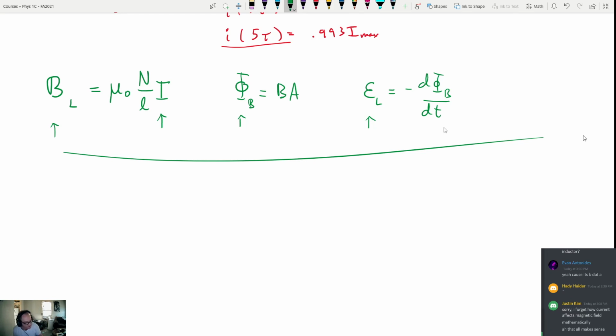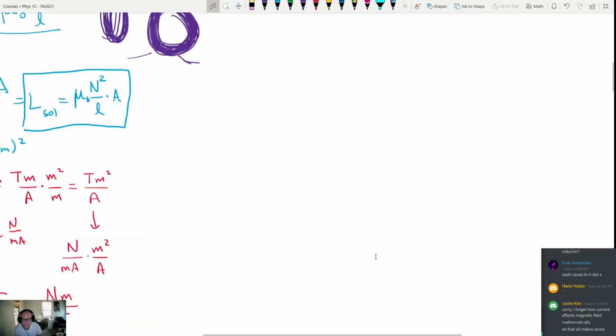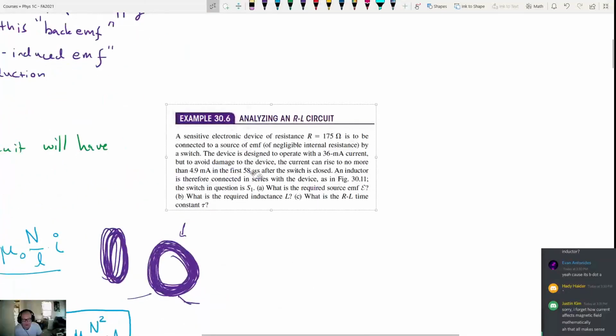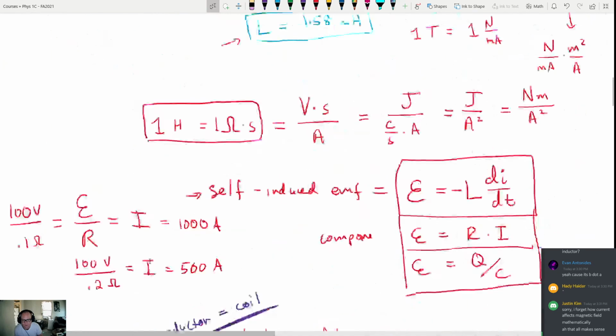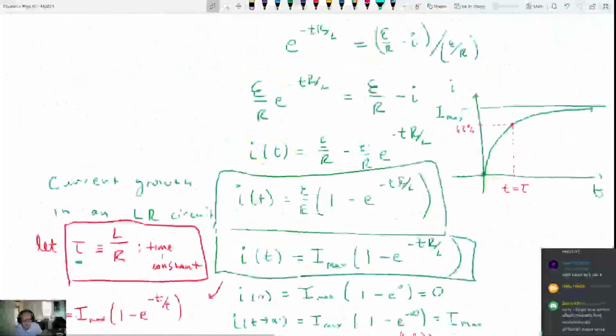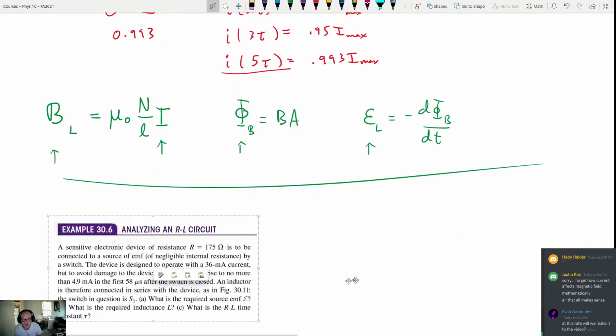There's also current decay in an RL circuit. I'll let you all figure that out yourself. We need to take a break because I want to make sure that we cover LC circuits. I think that's the last topic from this, and we'll be done. So we'll come back. We're going to do one problem. In fact, I'll put the problem on the board, and you all can try it if you want to while you're on break.